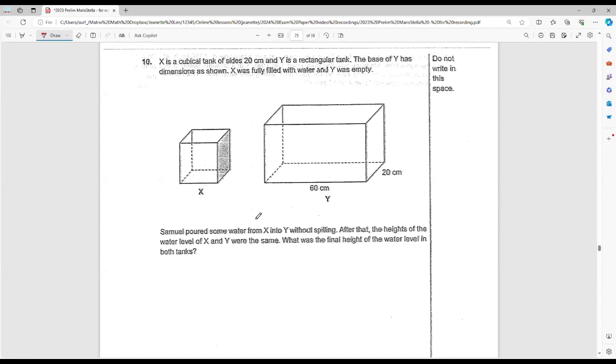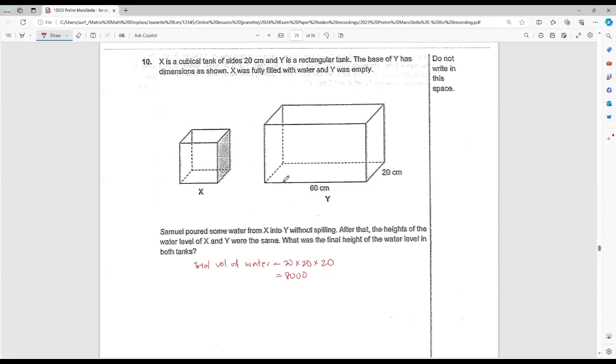Now, first let's find the total volume. X was fully filled and there was nothing in Y. So find the volume of X to get the total volume of water. Since it's a cube, so 20 times 20 times 20. So 8,000.